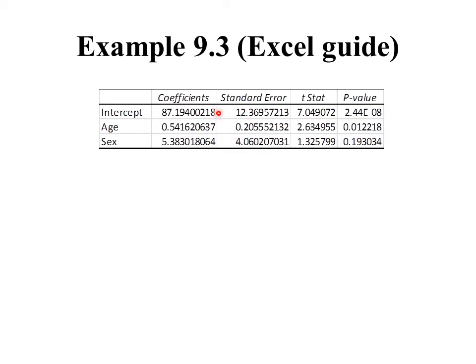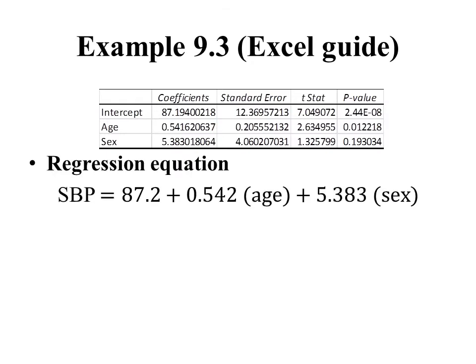This is my intercept. This is the coefficient of age. This is the coefficient of sex. And so our regression equation would look like this: systolic blood pressure is 87.2 plus 0.52 times age plus 5.38 times the sex. And so I could use this to predict systolic blood pressure if I know the person's age and the person's gender. Remember that in this data, 1 represents a male and 0 represents a female. And so that's all there is to calculating a multiple regression equation.